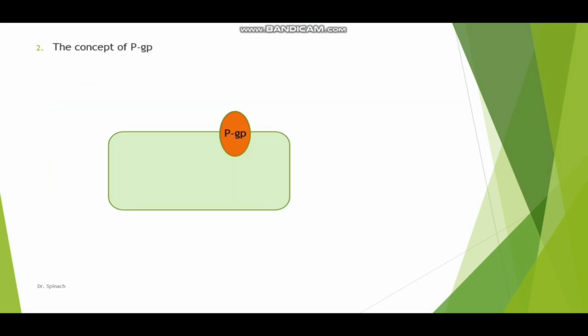Now, another thing that I couldn't afford to omit in the oral route of drug absorption is the concept of PGP, that is P-glycoprotein. So, what is PGP? PGP is an efflux transporter that is located in the gut epithelium. What does it do? Have you ever wondered why the oral absorption of certain drugs is low? Because a fraction of the absorbed drug is extruded back into the intestinal lumen by this efflux transporter PGP.